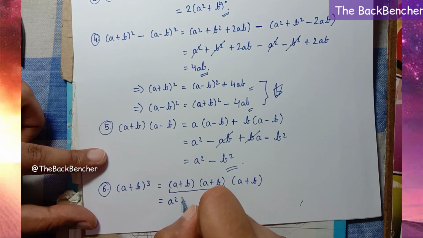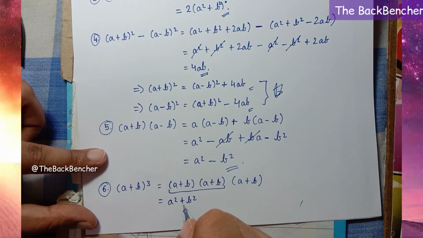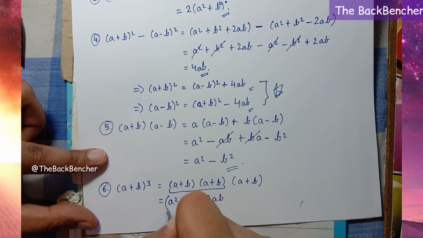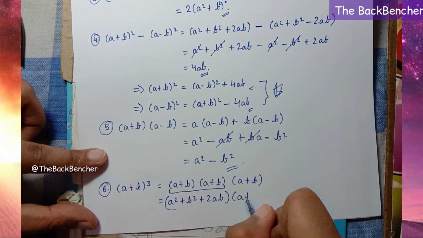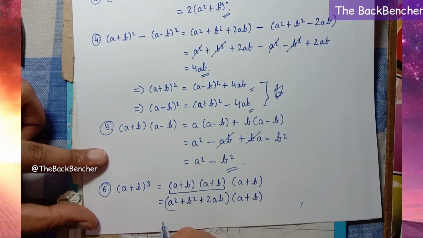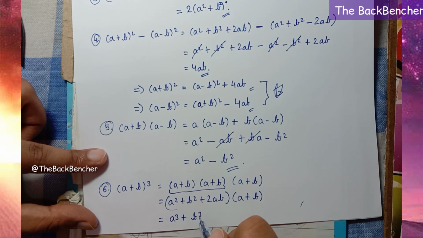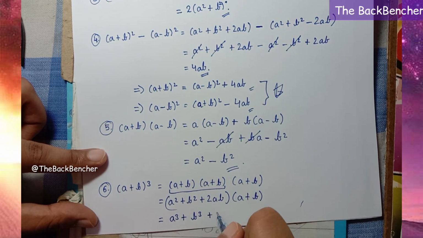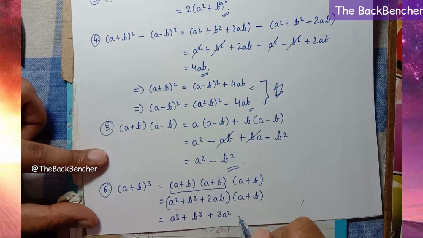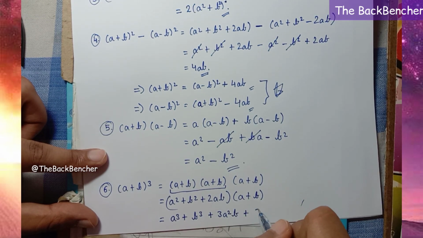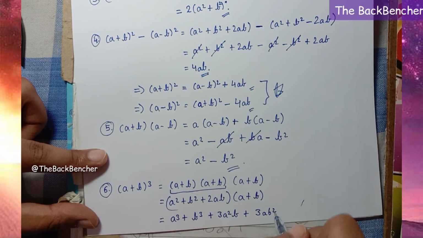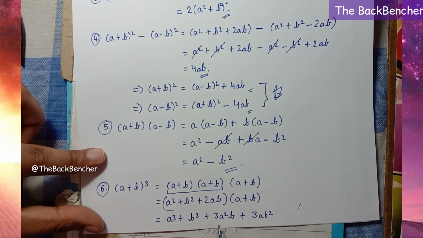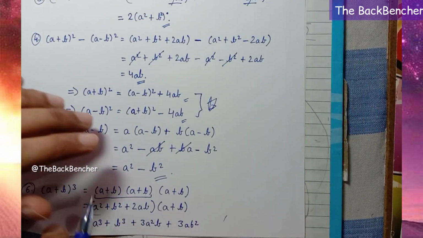Okay, not (a+b) into 3. The a square plus b square result will be copied from the above equation, (a+b) and (a+b), and you can open the bracket and you will get the final result. That is a cube plus b cube plus 3a square b plus 3ab square.